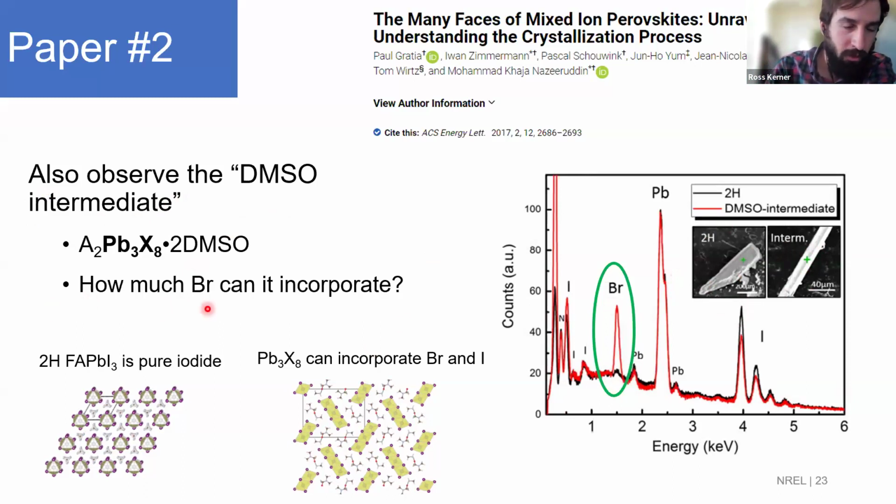And I think it's an open question as to how much it can incorporate. So this 2H phase is pure iodide. Pb3X8 can incorporate both. And this one can't incorporate it because as soon as you start inserting bromide, that's when it just induces the 4H, 6H phases.